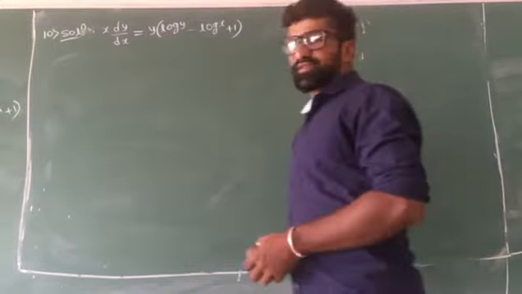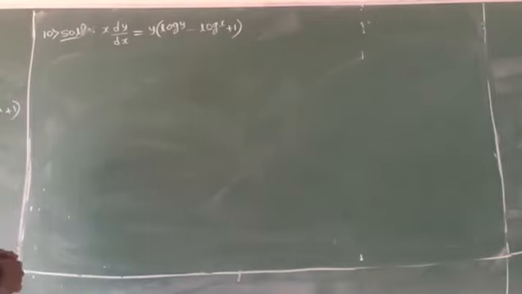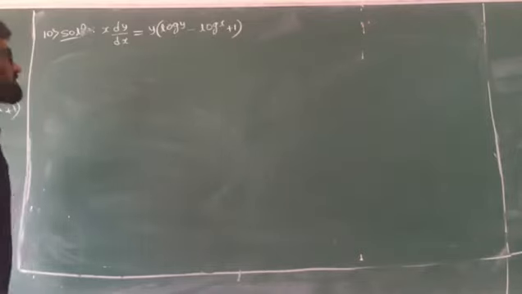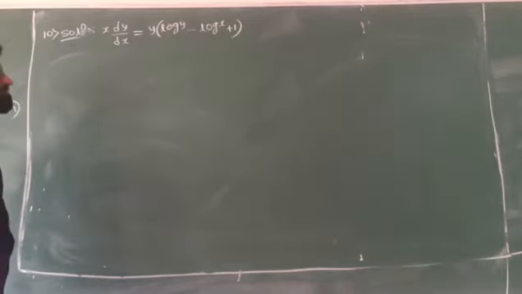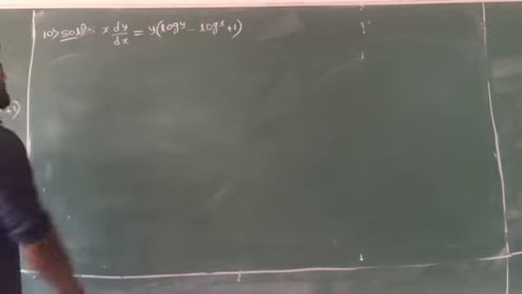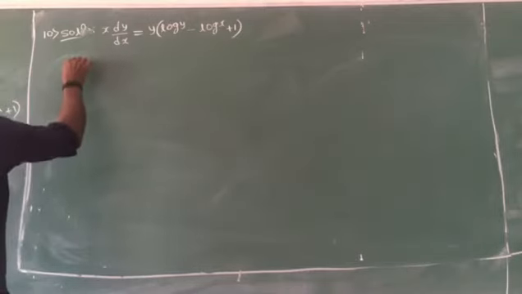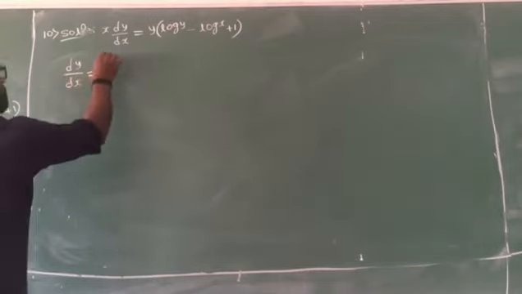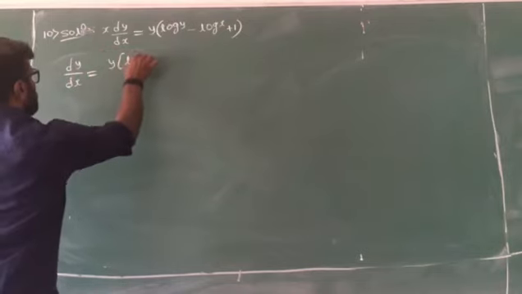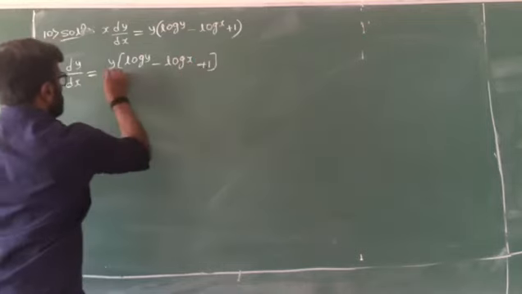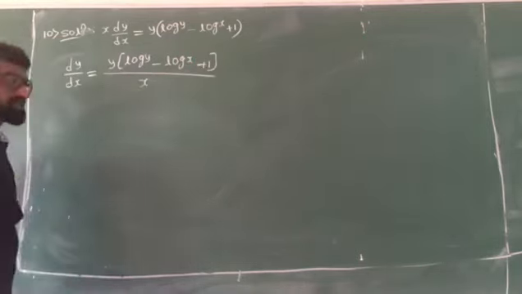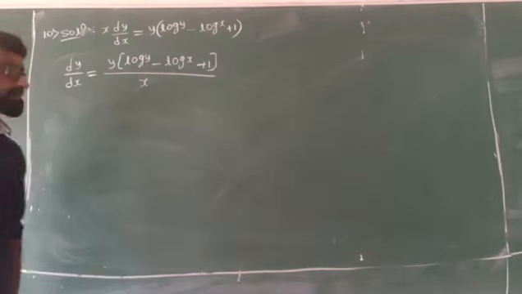Good morning. Next example: solve x dy by dx equal to y into log of y minus log x plus 1. So basically it is not in the form of a homogeneous differential equation. To convert it into a homogeneous differential equation, the coefficient of dy by dx should be 1, but x is there, so I am dividing by x on both sides. So dy by dx equal to y into log of y minus log x plus 1, whole divided by x. Now it is exactly in the form of a homogeneous differential equation.